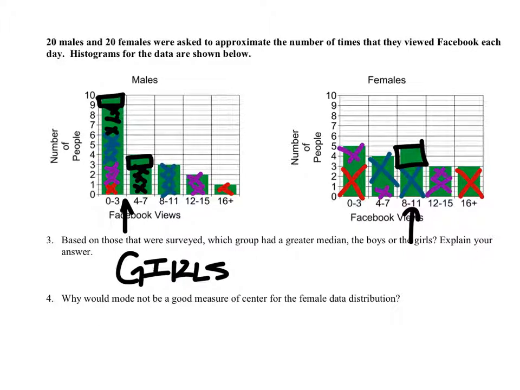Why would mode not be a good measure of center for the female data distribution? That is because the mode is more of a shape kind of thing, which we can see in these two graphs, not a measure of center. It's not a really good measure of center anyways.